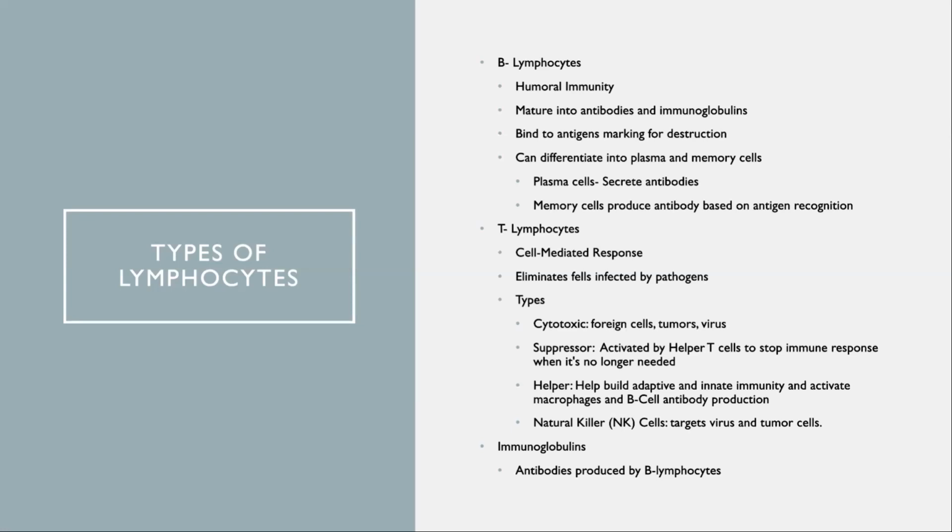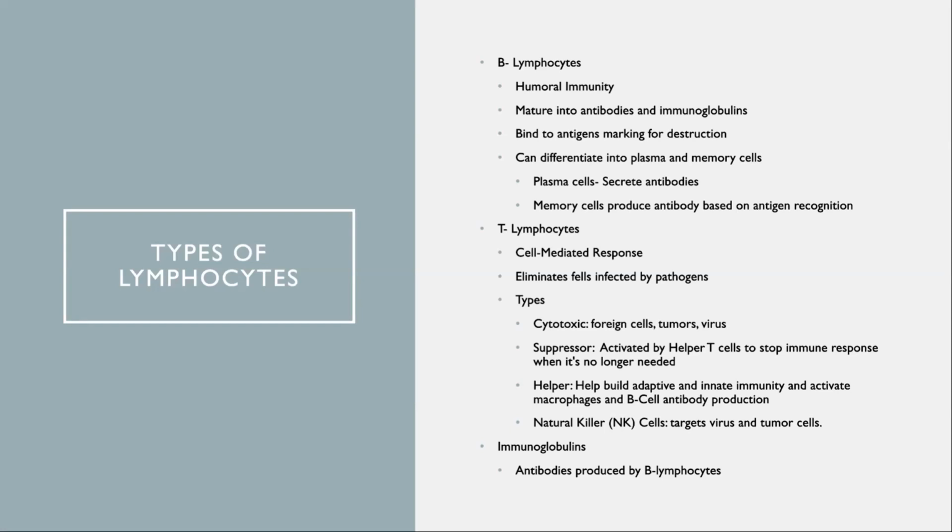Then we have our helper T cells, which help build that adaptive and innate immunity. They activate macrophages, those suppressor cells, and B cell antibody production. And then we have our natural killer cells, which target viruses and tumor cells.